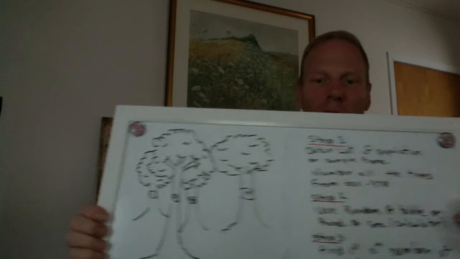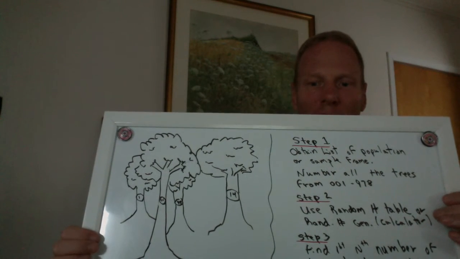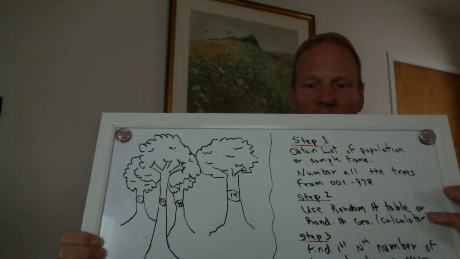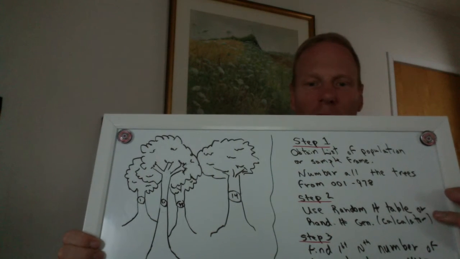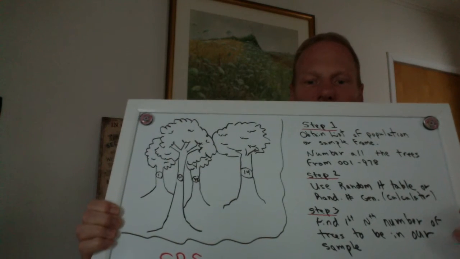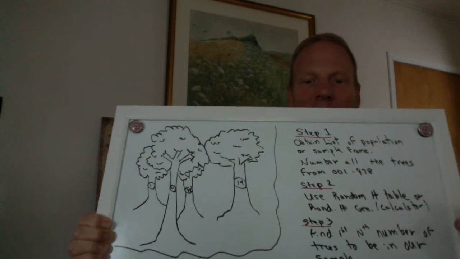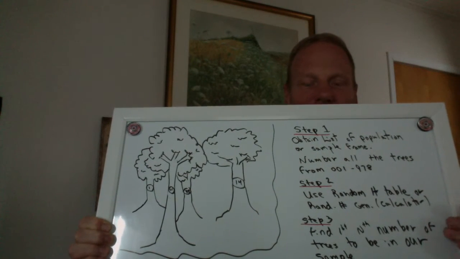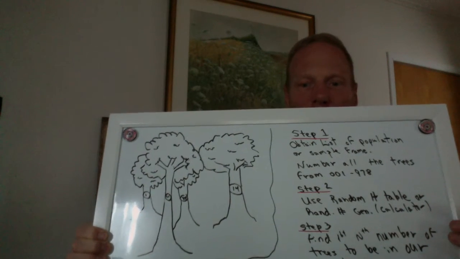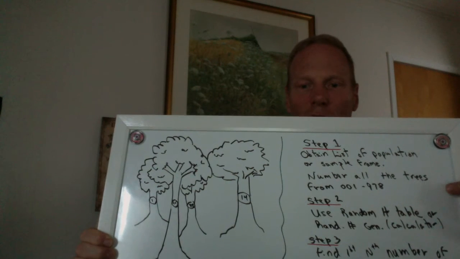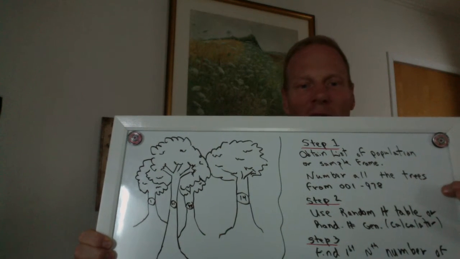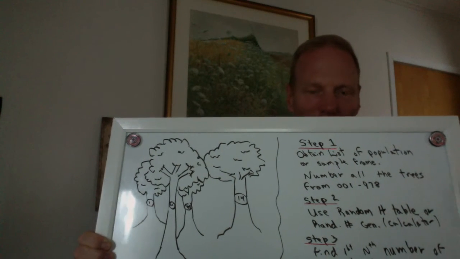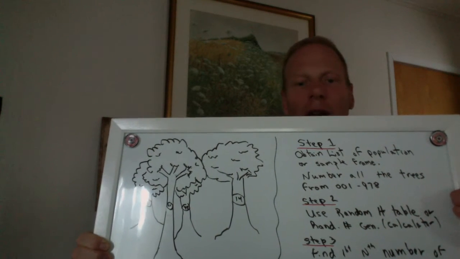Then what I'm going to do is use something called a random number generator, or a random number table. We use our calculator. And then I find the first nth number of trees in our sample. Let's say I wanted to find 10, so I'd find the first 10 numbers that fall within the range of 001 to 978. And they're the 10 I would use. I'm not going to use the same tree twice, so if I get a repeat, I don't count that.